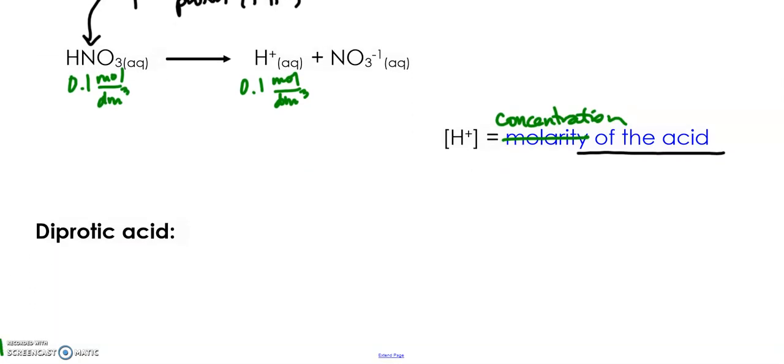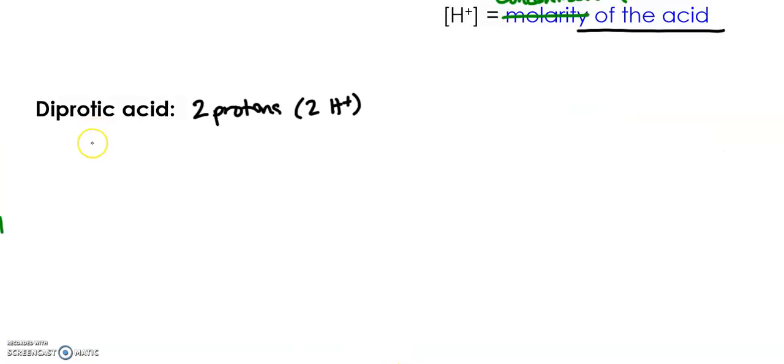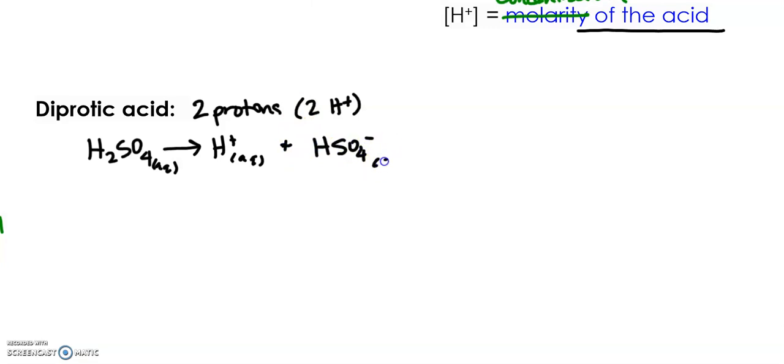All right, so a diprotic acid then is one that has 2 protons or 2 H pluses. So any acid that has 2 H's in it. For example, this could be sulfuric acid, H2SO4, 2 H's, so this would be diprotic. First, it dissociates actually one at a time. So first it's going to happen where one H will leave. These would have to be aqueous. And then you'd be left with HSO4 minus. And then that HSO4 minus would lose the other H.